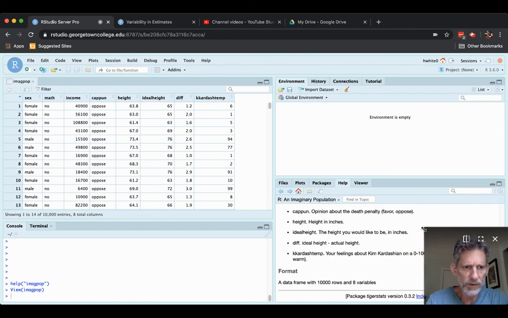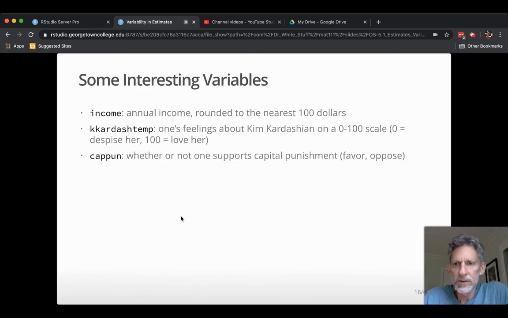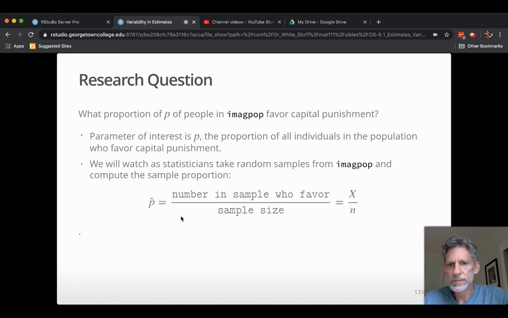Yes, it's a 0 to 100 scale. And 0 is like absolutely a hater, and 100 is a lover as much as you ever possibly could. 50 would be neutral. Okay, so we've learned about this data set. Let's head back to the slides and see what we'd like to do with it. So we've learned about these variables.